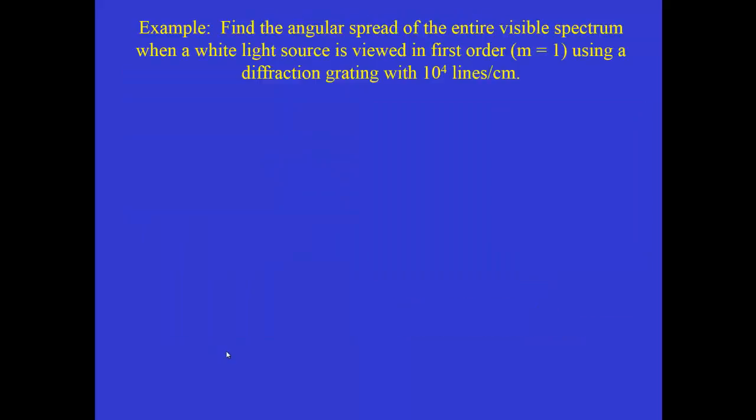And let's use the equation for constructive interference from a two-slit experiment, which also holds true for a diffraction grating, to calculate the following. Find the angular spread of the entire visible spectrum when a white light source is viewed in first order, that means m equals 1, using a diffraction grating with 10,000 lines per centimeter. This is comparable to what you have on the demonstration gratings that we use in class.